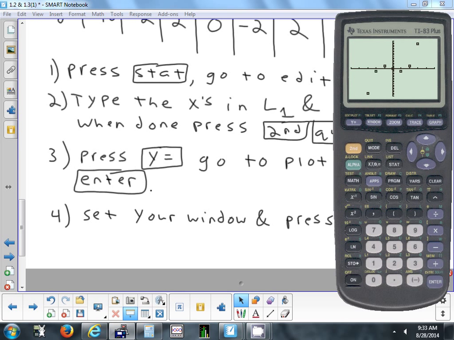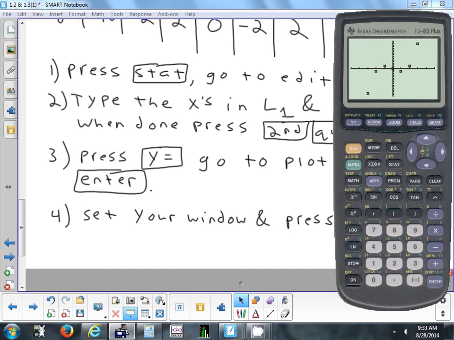Okay, and what we're looking at is the individual data points we just typed in. This is not a parabola. This is more of a cubic equation because it would turn twice. Okay. Any questions on that?